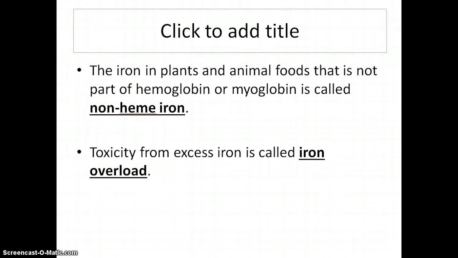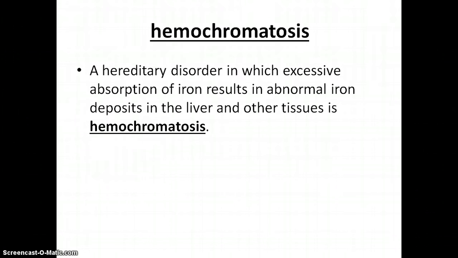Toxicity from too much iron is called iron overload, and a condition that's hereditary, called hemochromatosis, is a disorder in which there are excessive amounts of iron absorbed. It's not as common in women because of the menstrual loss that they have every month. So again, it would be more common in men, and it can cause abnormal iron in the liver and other tissues that causes damage.